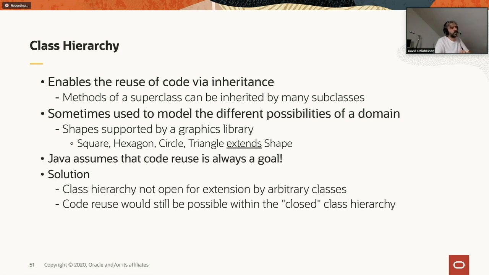So sealed classes would basically allow us to have a given class hierarchy that is bounded. The class hierarchy can only be extended by classes within that limited, closed class hierarchy and not by any external classes. And obviously code reuse would still be possible, but only within the boundary of the closed class hierarchy.